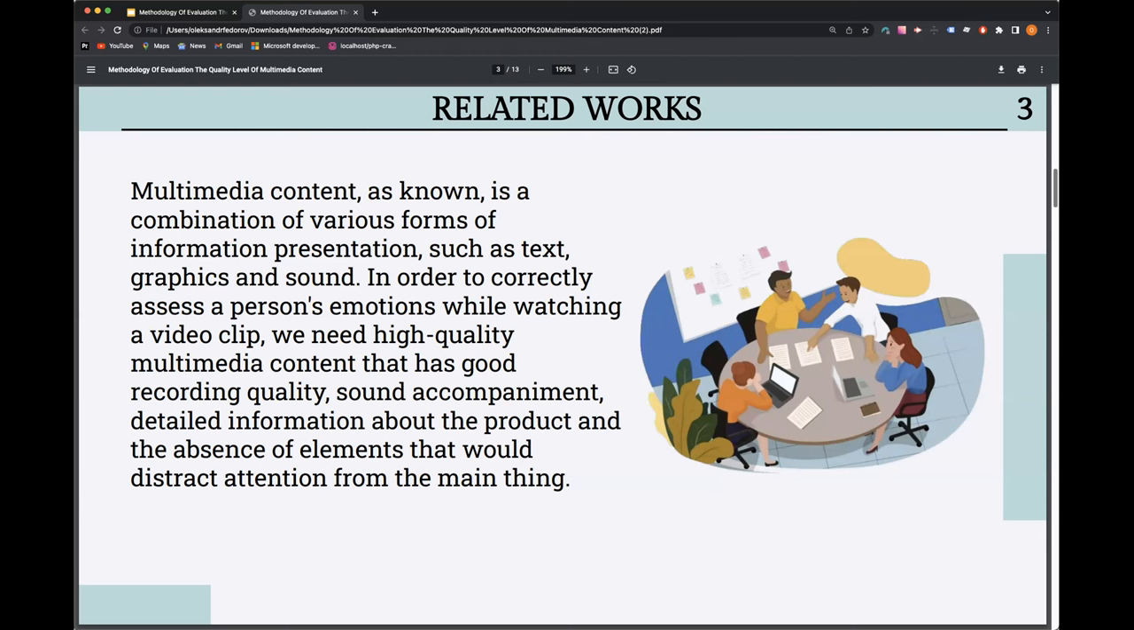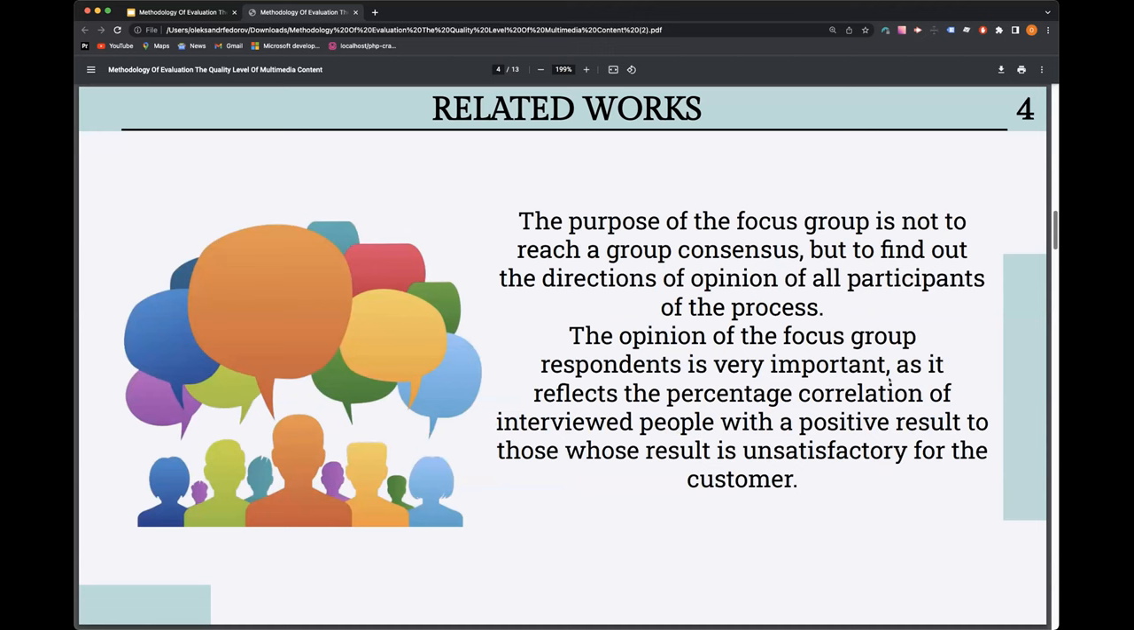The absence of one or more elements of high quality content can lead to a misinterpretation of a person's emotions. The purpose of the focus group is not to reach a group consensus, but to find out the direction of opinion of all participants in this process. Both positive and negative evaluation results are taken into account, as each person has their own individual vision for a given advertisement product.